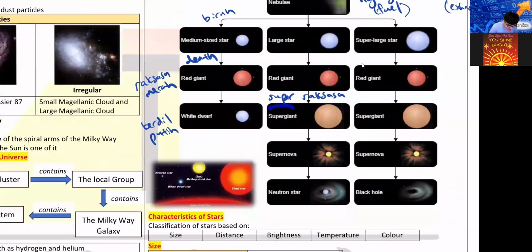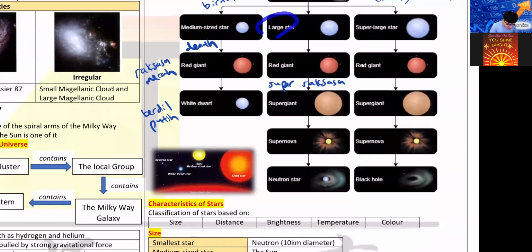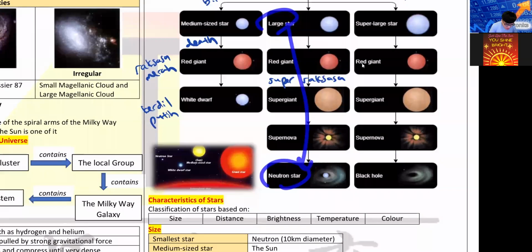Super Raksasa, and then they will do supernova. That means there's a bomb, there's a bang. They go out with a bang. And for a large star, they will turn into a neutron star, and a super large star will turn into a black hole. Super idol. Yeah. I don't know why they translate it this way.